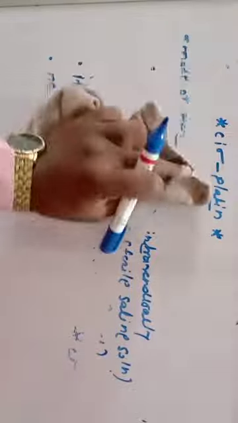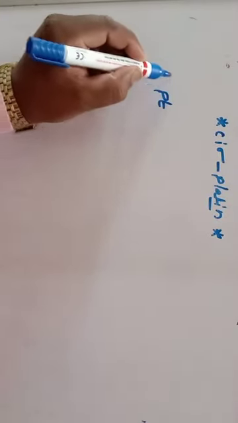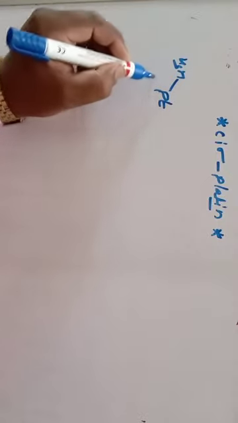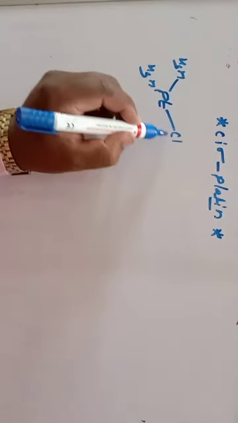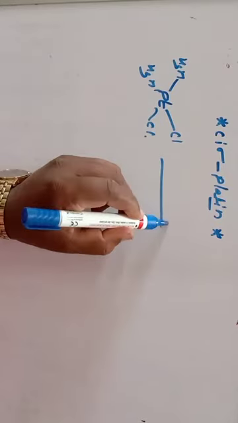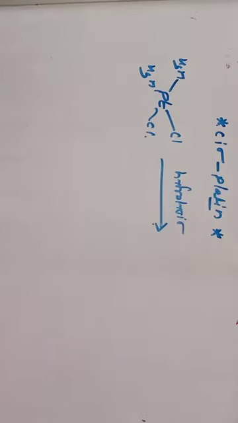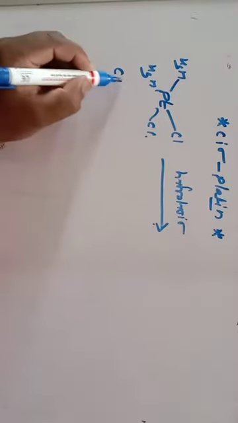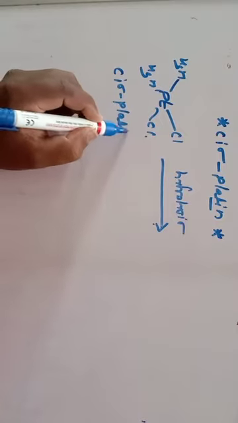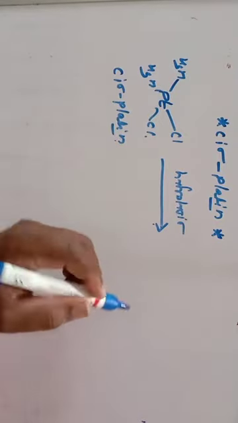Let us discuss. This is your cisplatin: Pt with NH3, NH3, and Cl, Cl. When it enters the cell, it undergoes a hydrolysis reaction. Do you know hydrolysis? Hydrolysis means the cleavage of a bond by the addition of water. In the hydrolysis of cisplatin, one of the chlorine ligands is replaced by a water molecule.